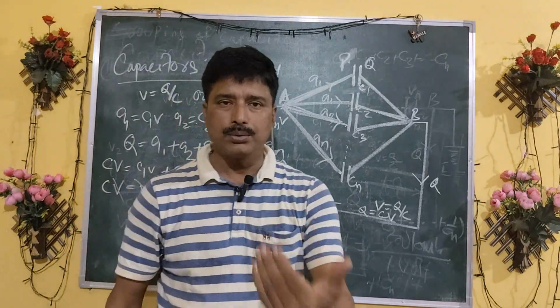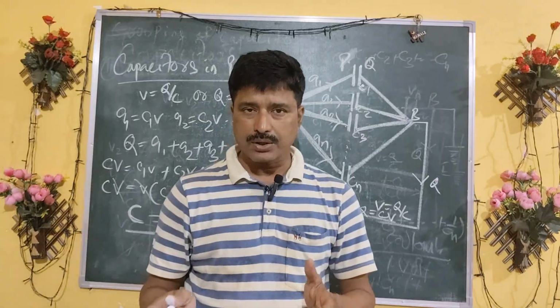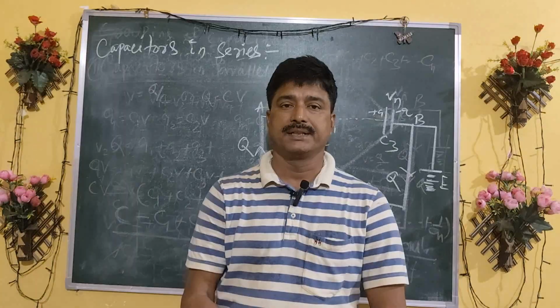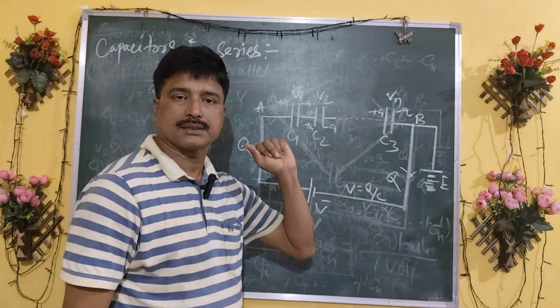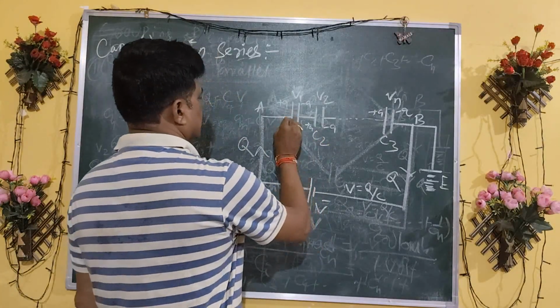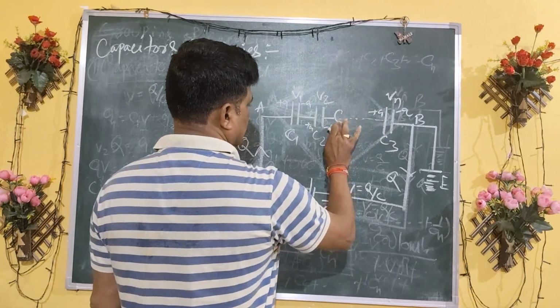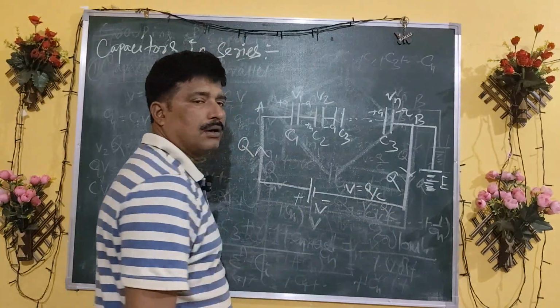Now we will go to capacitors in series connection. First parallel connection, then series. I will discuss the capacitors in series connection. I have taken a few capacitors here. This is C1, this is C2, this is C3, and another one, and so on up to Cn.